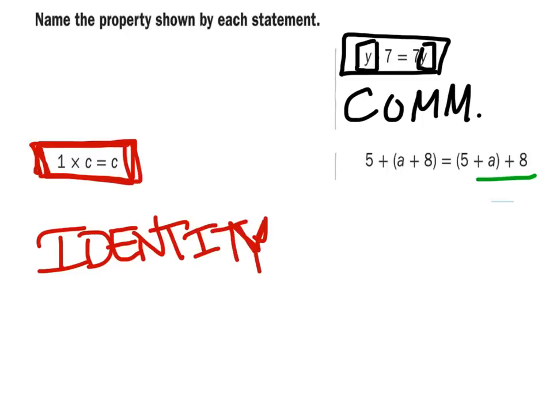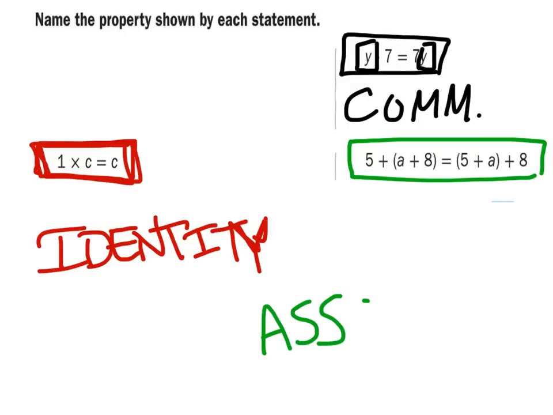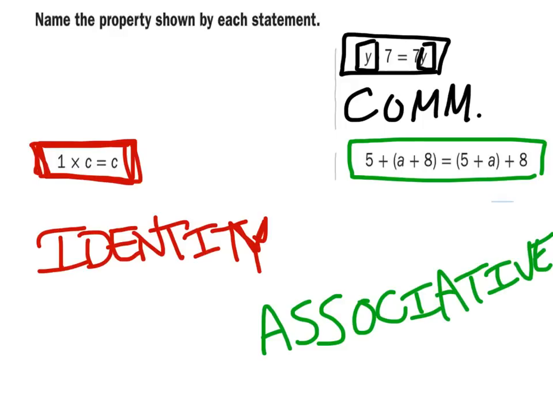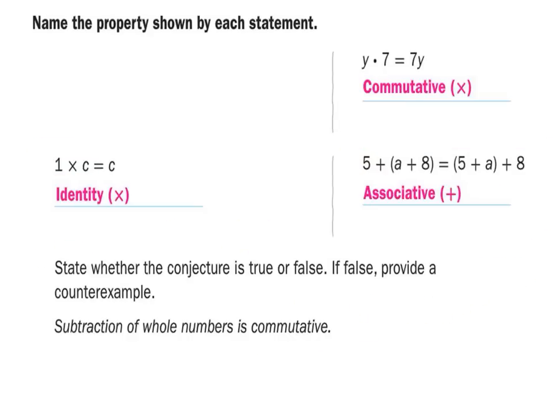Let's look at this final example. 5 plus quantity a plus 8 equals quantity 5 plus a plus 8. So, Ashley, very good. Why is it associative? Because the order doesn't change, but the parentheses do. Very good. That's it. Order, no changing. Parentheses changing. Notice all the book did was show the identity, the multiplicative identity, with multiplication behind it.